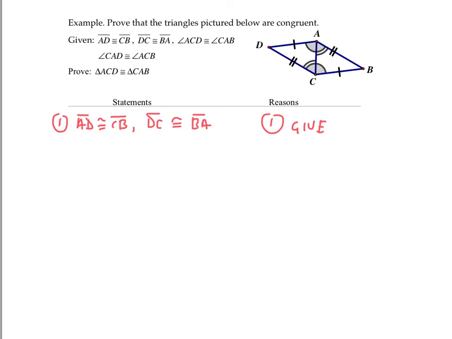And remember, if we want to say that these two triangles are congruent at this point, we have to prove that all three pairs of corresponding sides are congruent. So we're given two pairs of corresponding sides congruent, and right now we're going to show that line segment AC is congruent to itself. And we recognize that as the reflexive property.